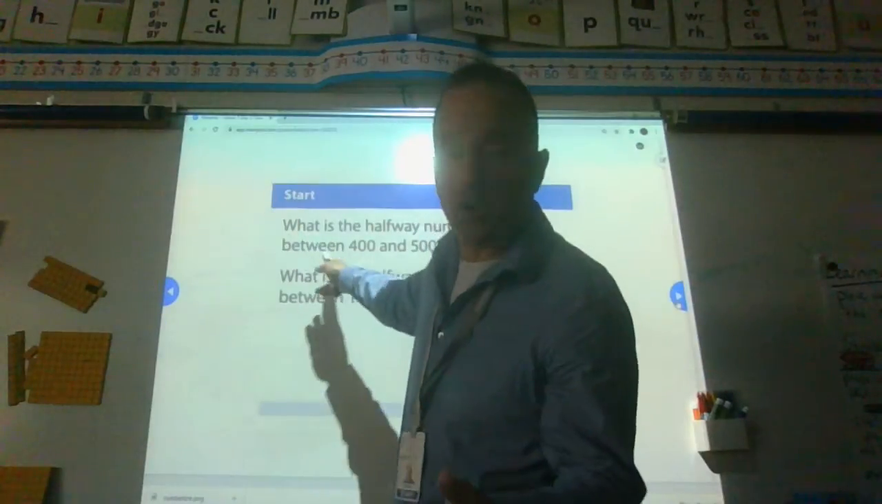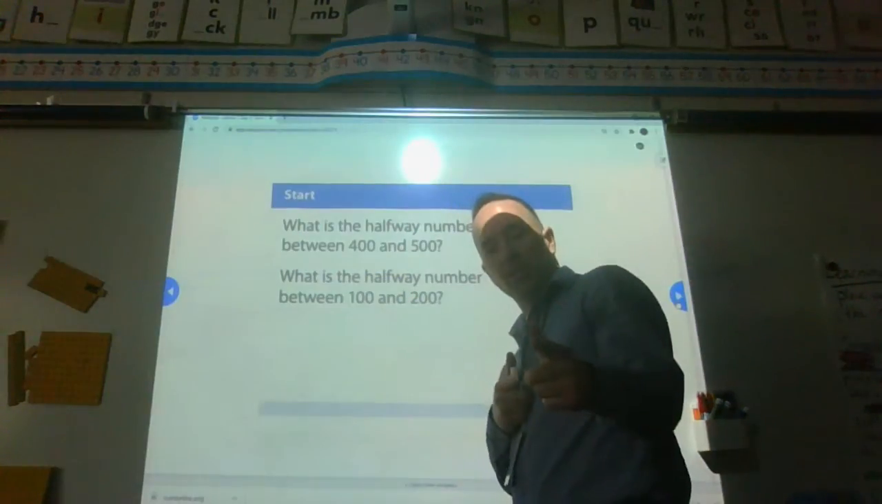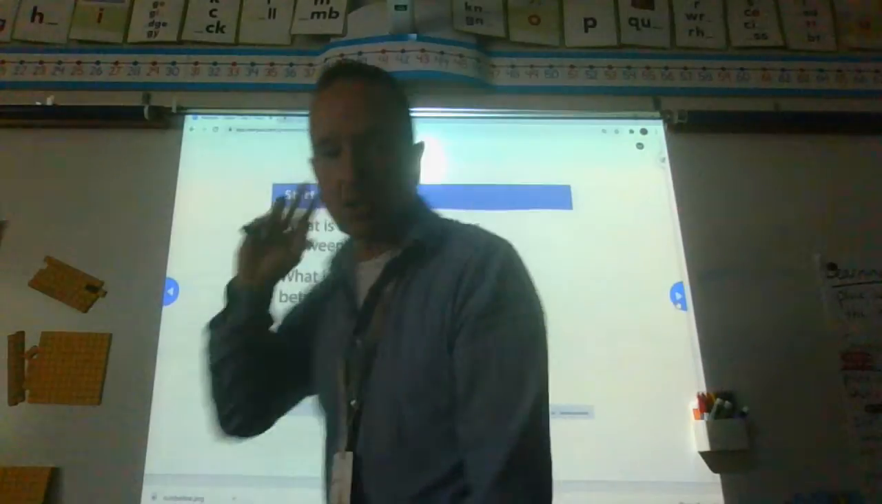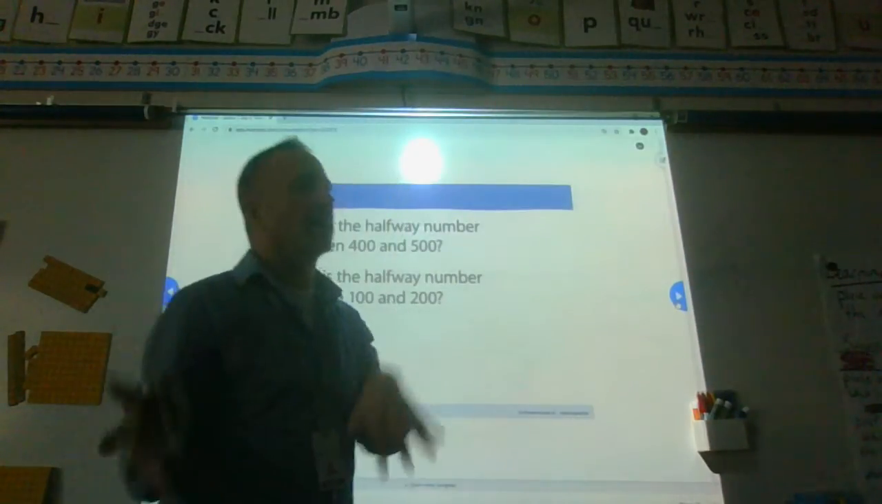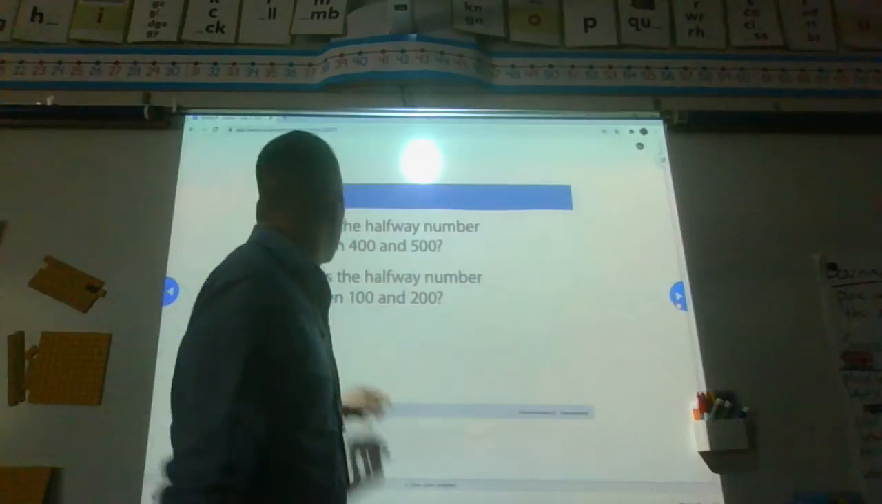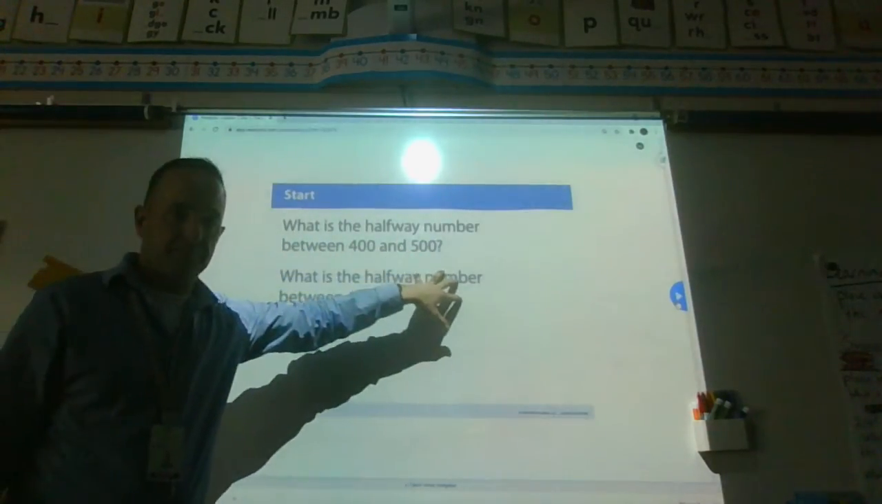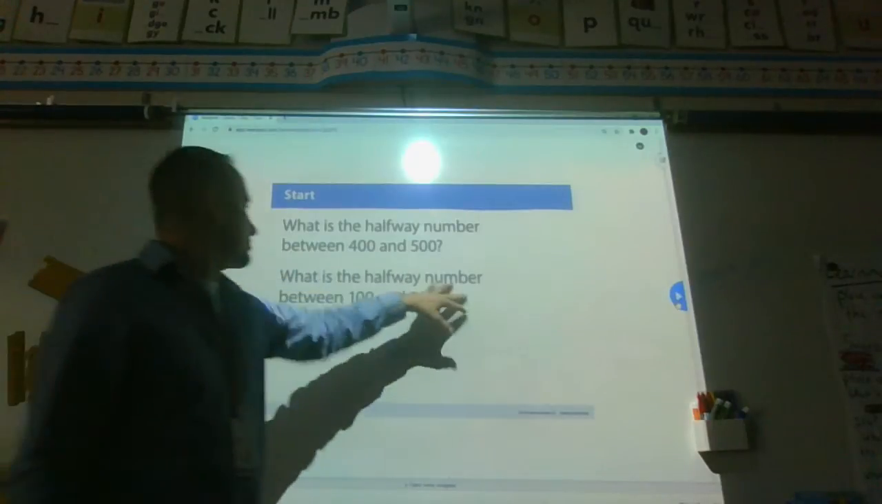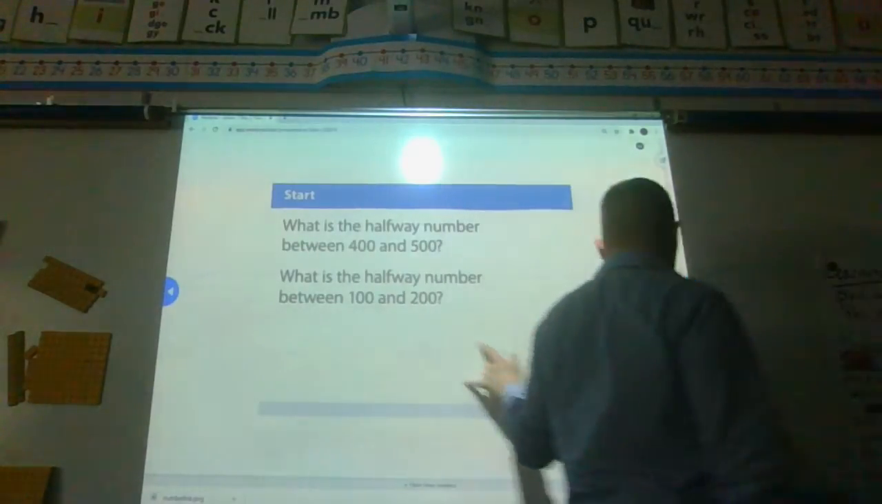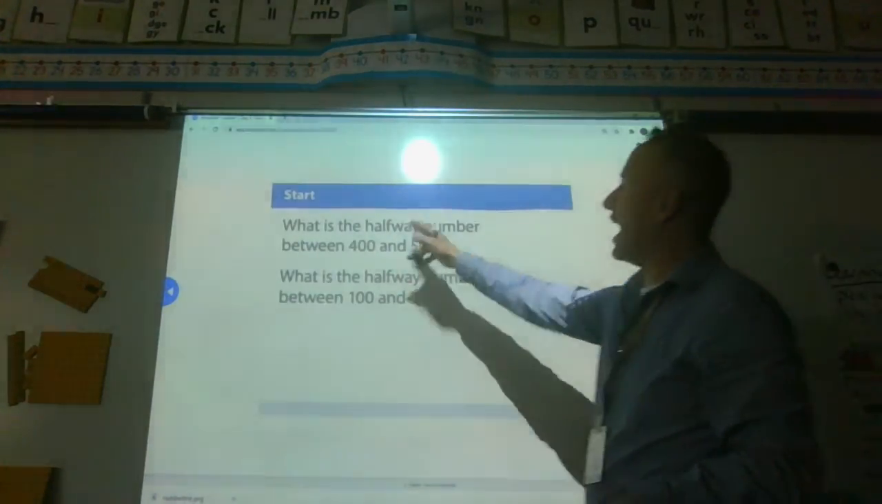We're going to go over the math problem that you were just working on in your Nearpod. So let's take a quick look at this. We're going to read it first. We'll underline important information, and then we'll go from there. What is the halfway number between 400 and 500? What is the halfway number between 100 and 200? Okay, so what is the halfway number?